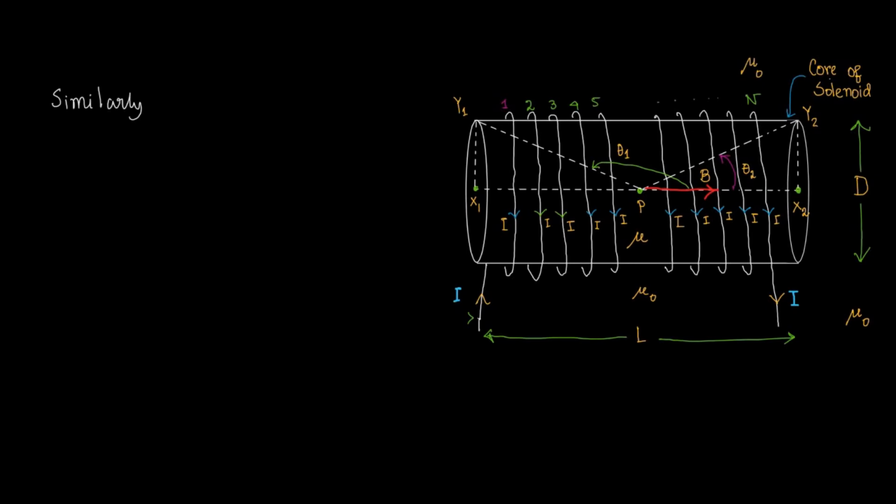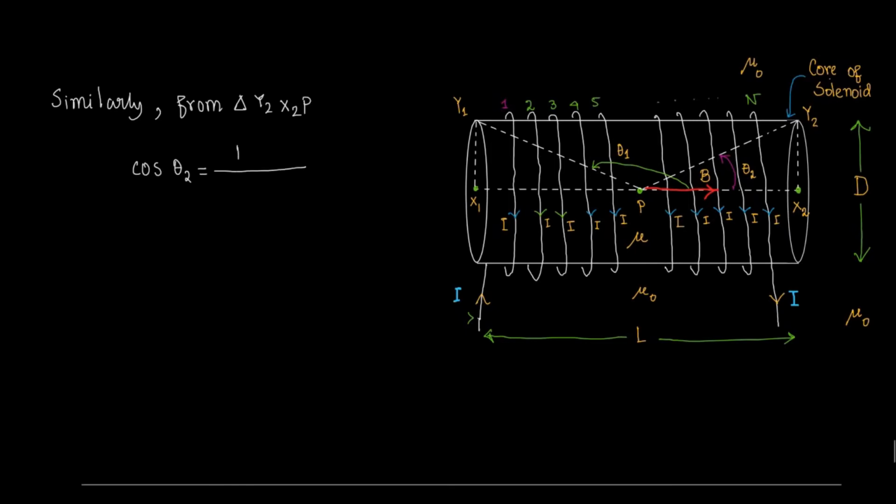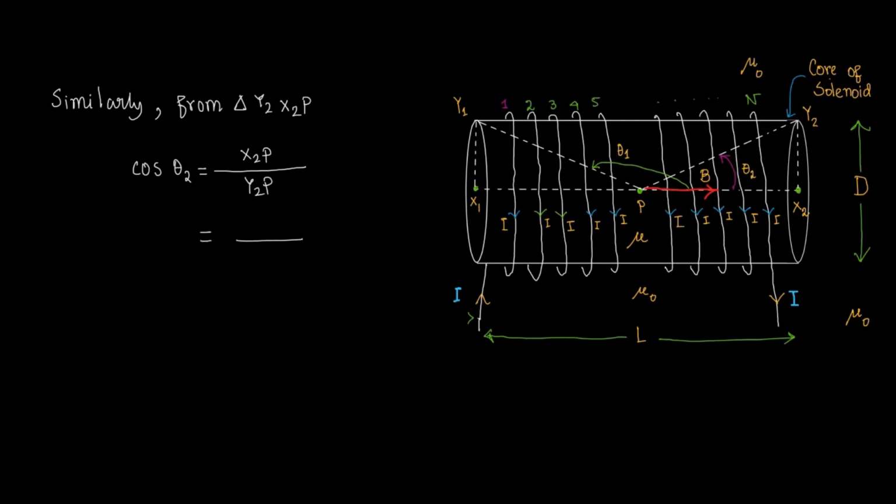Similarly, from the right angle triangle y2x2p, cos theta 2 is equal to px2 divided by y2p. Cos theta 2 is equal to x2p divided by y2p, which is equal to L by 2 divided by root over r square plus (L by 2) whole square.